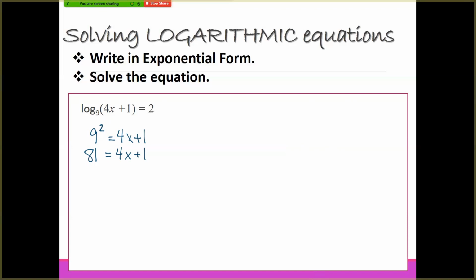Think back to Algebra 1. We learned how to solve equations there. Subtract 1 from both sides to get 80 equals 4x. Then divide, so x equals 20. That one just had an extra step in it.